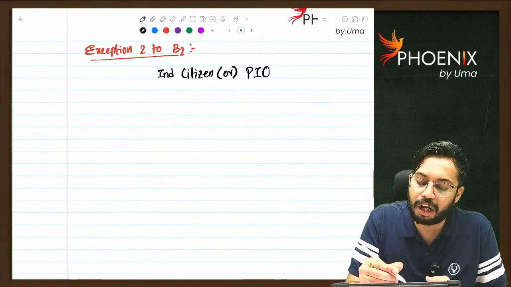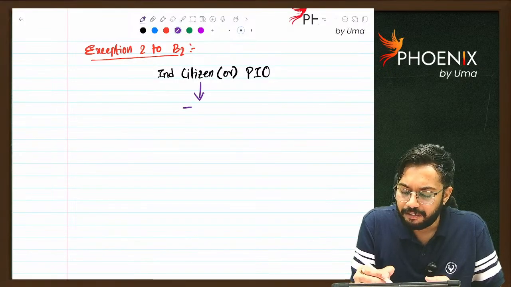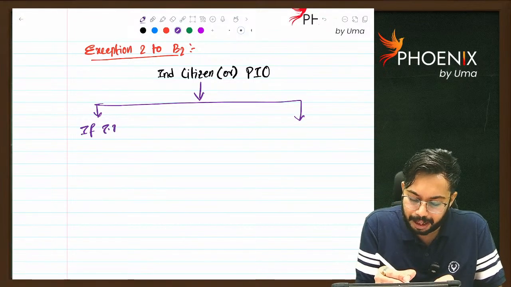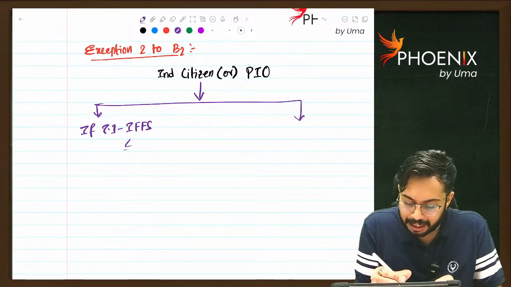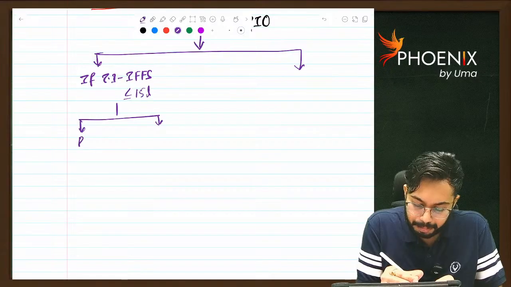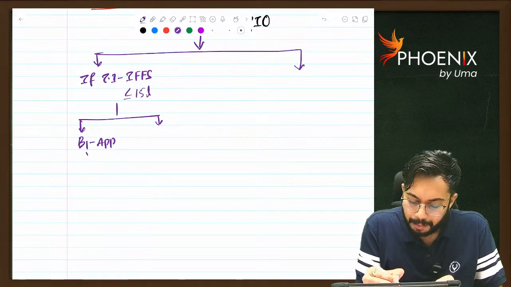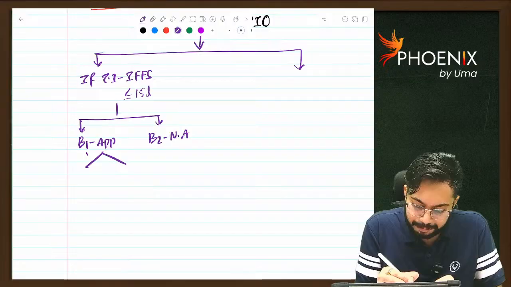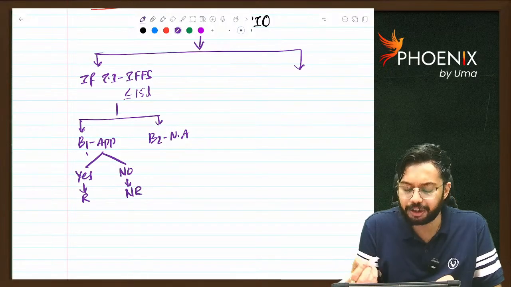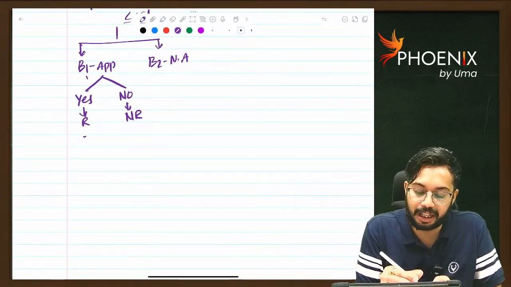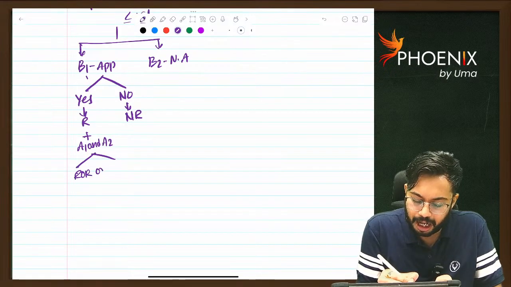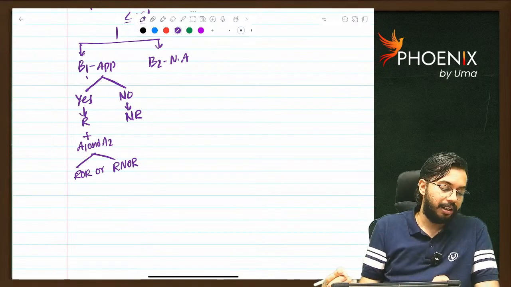So in the case of an Indian citizen or person of Indian origin, what will we check? We will check total income minus income from foreign sources. If total income minus income from foreign sources is less than or equal to 15 lakhs, only B1 is applicable. B2 is not applicable. If B1 is satisfied, he becomes resident in India. If B1 is not satisfied, don't check B2; straight away he becomes non-resident. Once he is resident in India, then you will check A1 and A2 to determine whether he is ROR or RNOR. Are you able to understand?